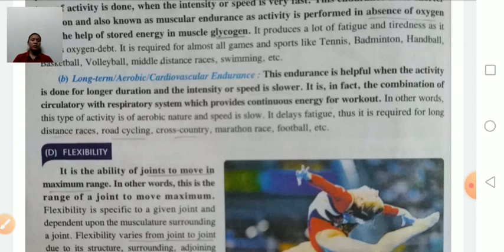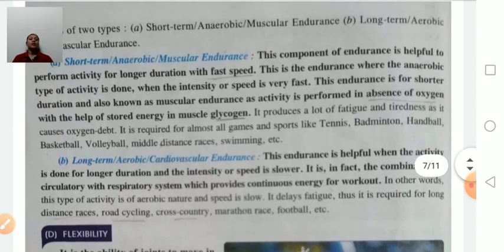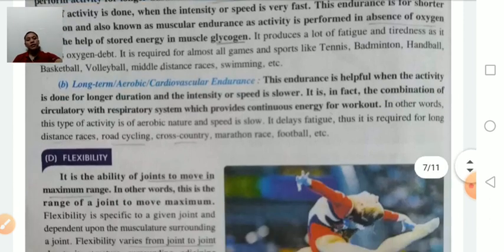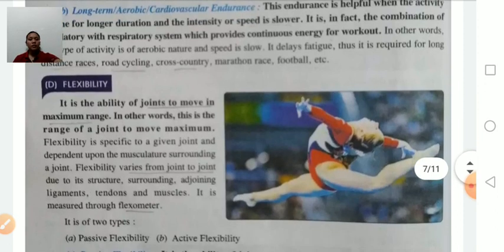These are the types of endurance: short-term endurance and long-term endurance. Short-term endurance helps to develop your anaerobic endurance, and in this the activity is done for a short duration with the maximum speed. And long-term or aerobic endurance will develop your aerobic endurance, and in this the activity is done for longer durations, and the intensity and speed are slow.